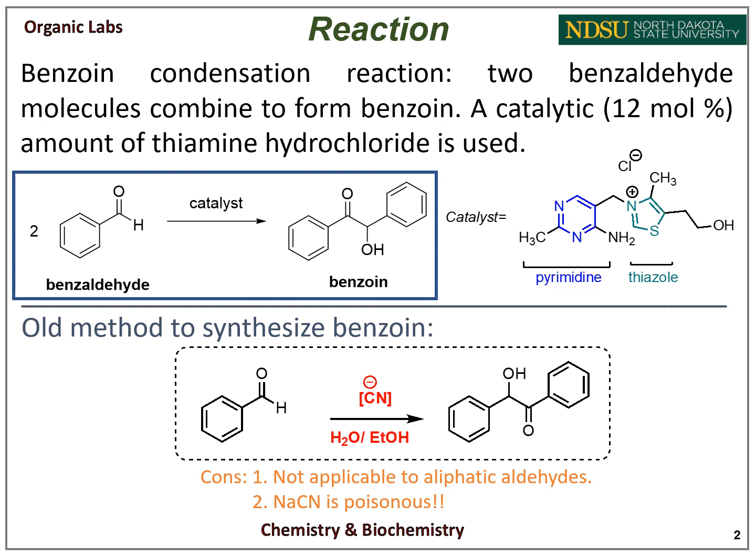starting material used. The previous method to synthesize benzoin included the use of sodium cyanide to help the reaction proceed. However, cyanide is poisonous, so we no longer use this method. Additionally, this method isn't applicable to aliphatic aldehydes.